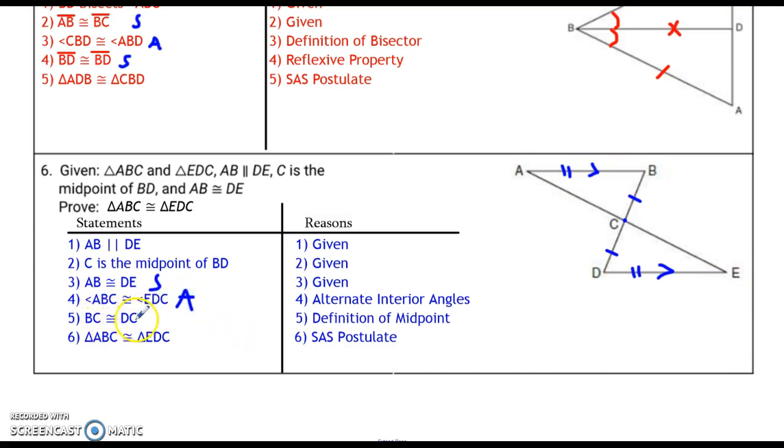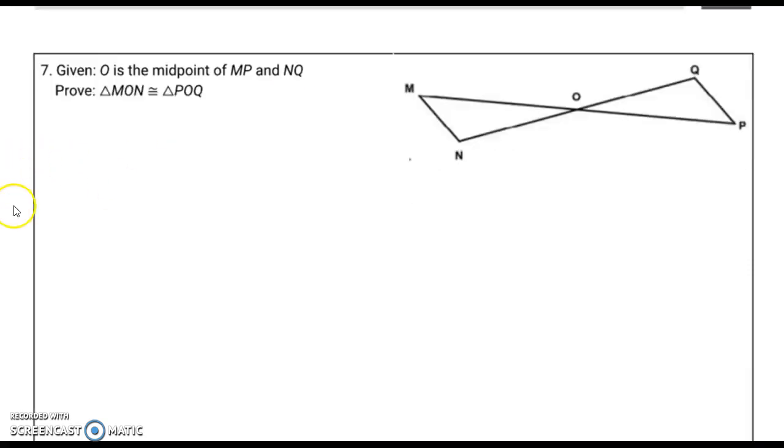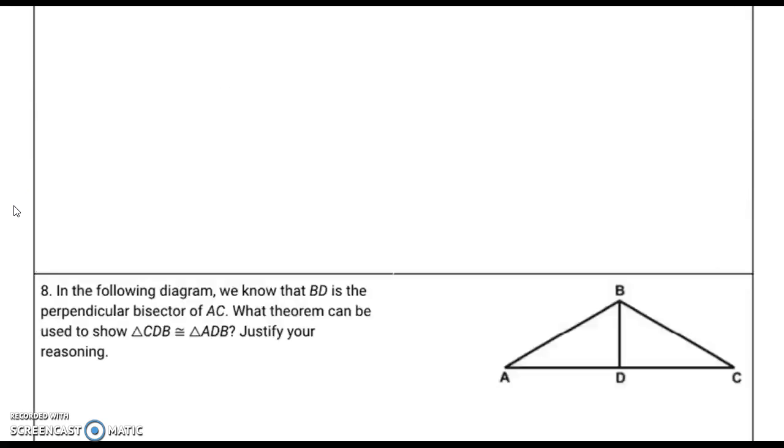And then BC is congruent to DC. BC is congruent to DC here because of the definition of midpoint. Notice that in the givens, it gave us midpoint. All right, so those are 2 fairly straightforward SAS postulate questions. Let's move on to the 7th and 8th question in the problem set.